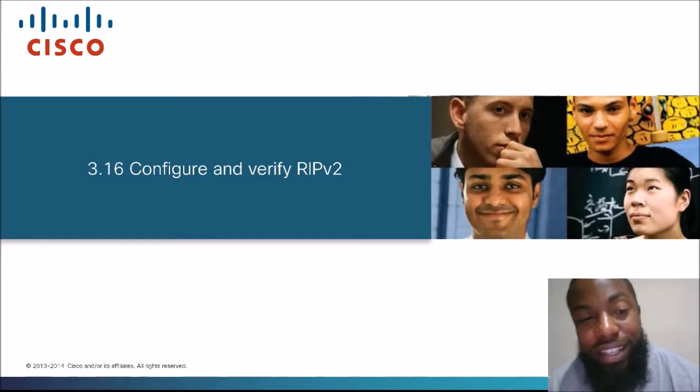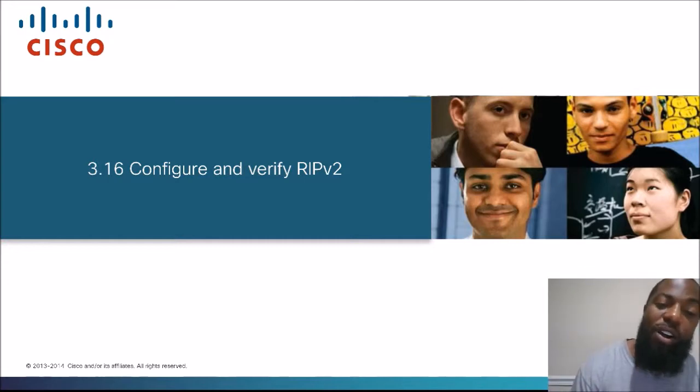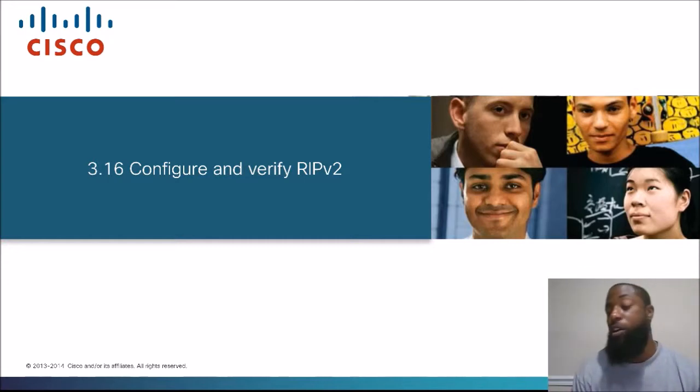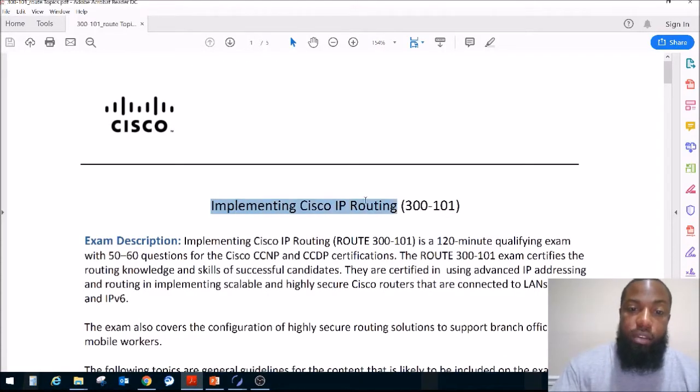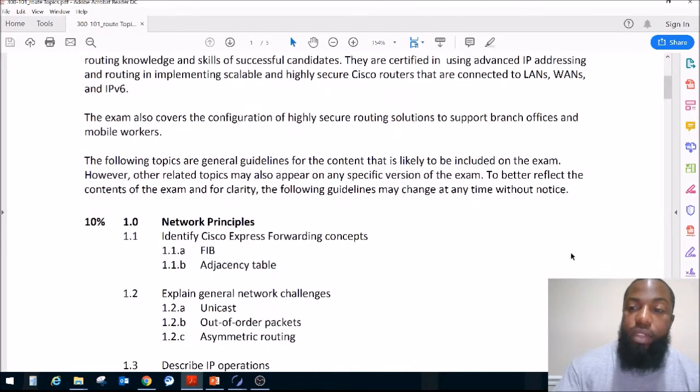And today's topic is configure and verify RIP version 2. This is a topic in the CCNP ROUTE Exam, exam code 300-101, version 2.0. Let's take a look at the exam blueprint and see where we came from, where we're headed. This is the implementing Cisco IP routing, also known as the CCNP ROUTE Exam.